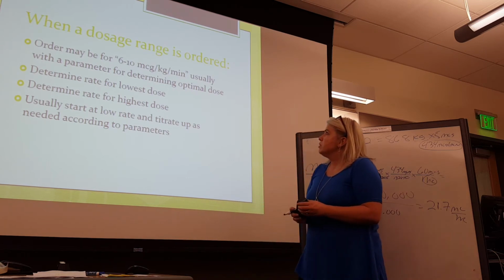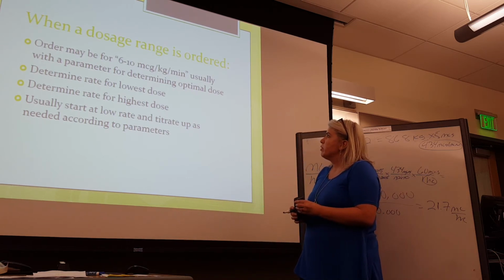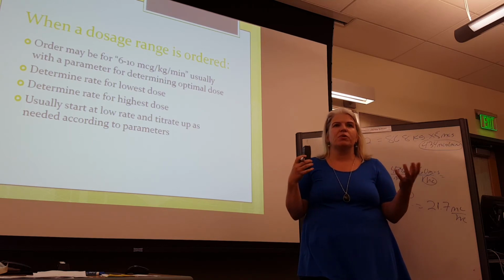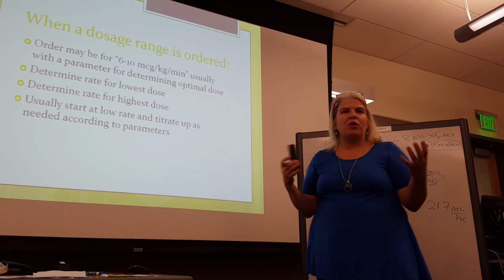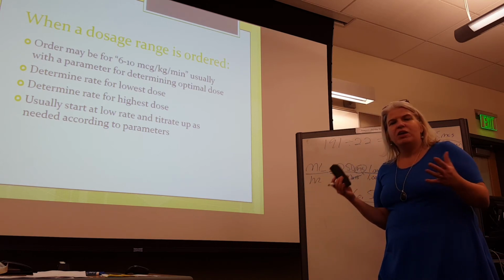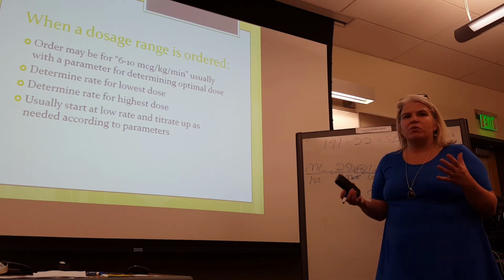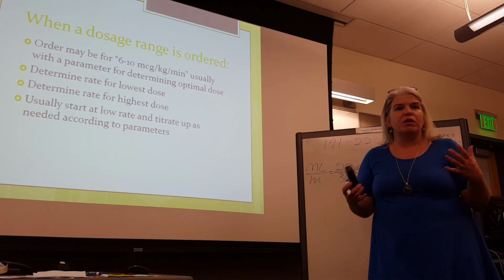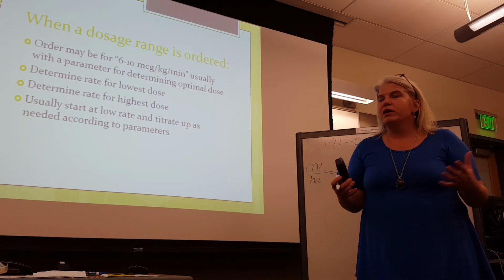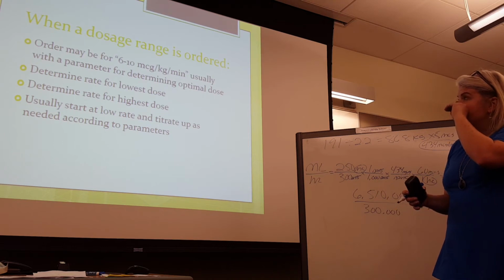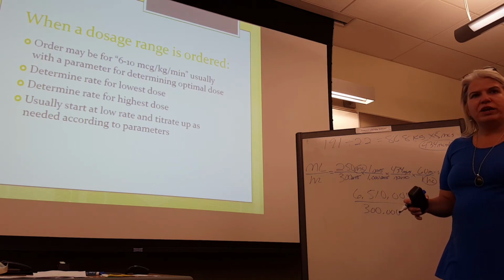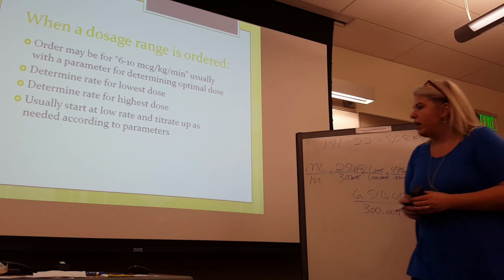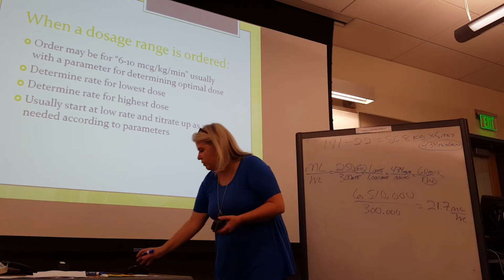And then you can see problems too where it might be ordered 6 to 10 micrograms per kilogram per minute, where you have a range where you can kind of decide where it's going to be at. For example, when we give nitroglycerin, we can titrate it depending on what the blood pressure is doing. So when you calculate this problem, you want to calculate for what the lower range is and then calculate for what the high range is to know what that is.